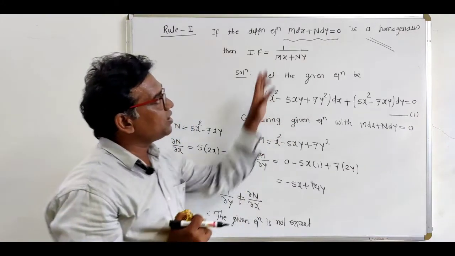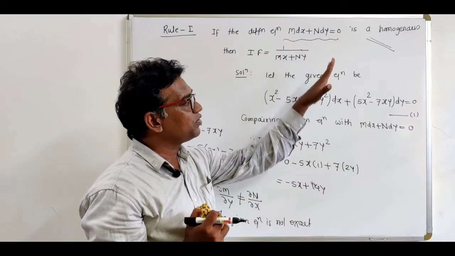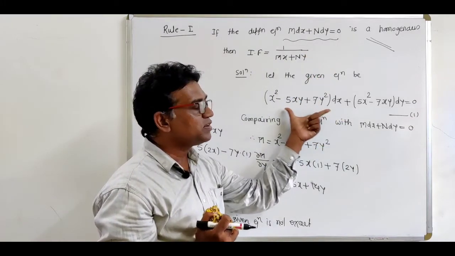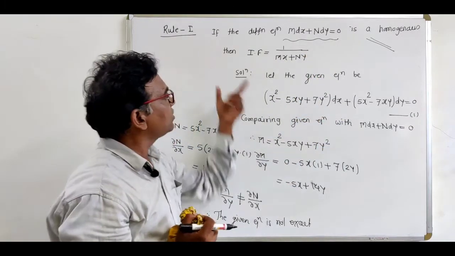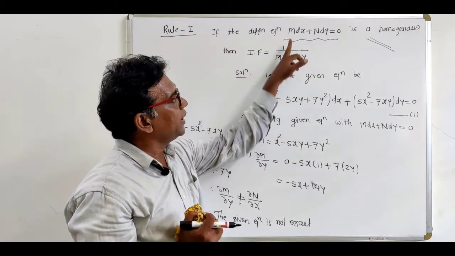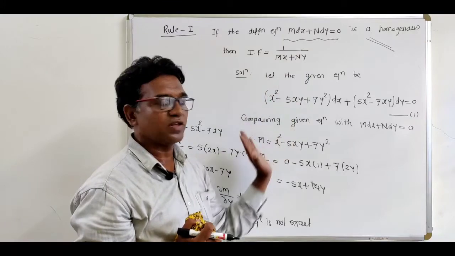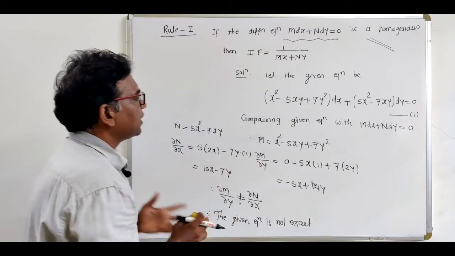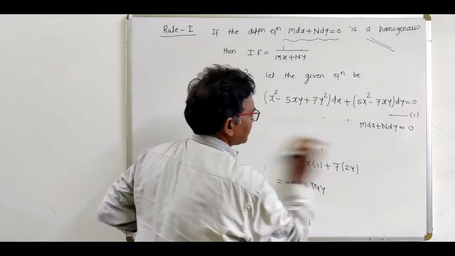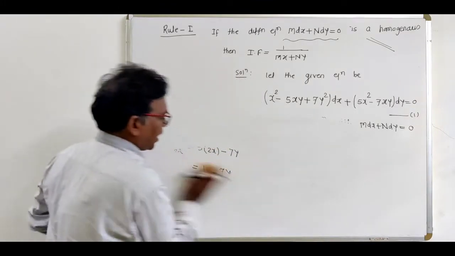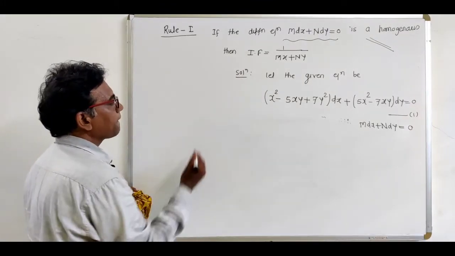So if the differential equation M dx plus N dy equal to 0 is a homogeneous differential equation, then what is the formula for the integrating factor? The integrating factor is given by the formula 1 upon Mx plus Ny. So use this formula, 1 upon Mx plus Ny. Now write down.